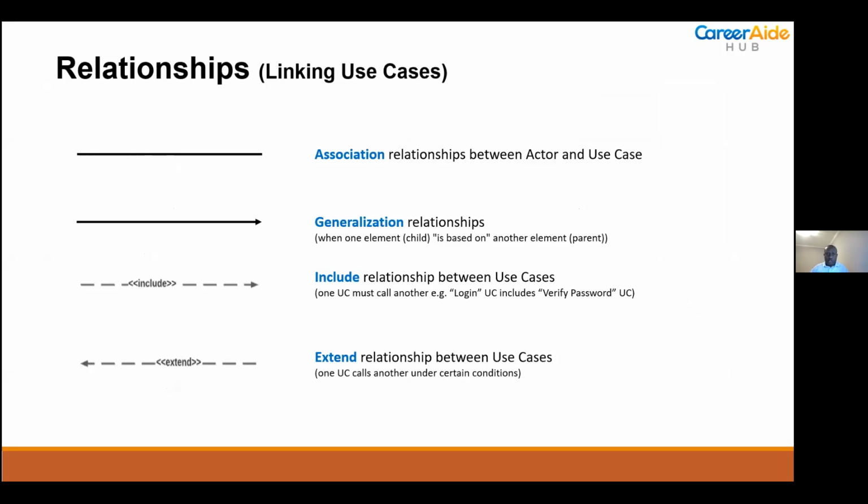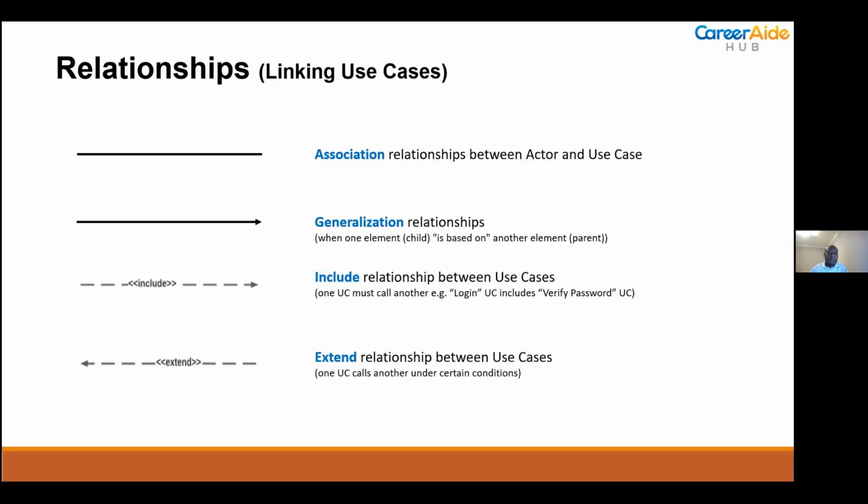Now to relationships. We have several kinds of relationships in a use case, and the relationships are the things that link actors to use cases, or use cases to use cases, or actors to actors. But we'll look at all that. When you see just that straight line, that is just an association. That association usually will link an actor to a use case. I'll show you examples.